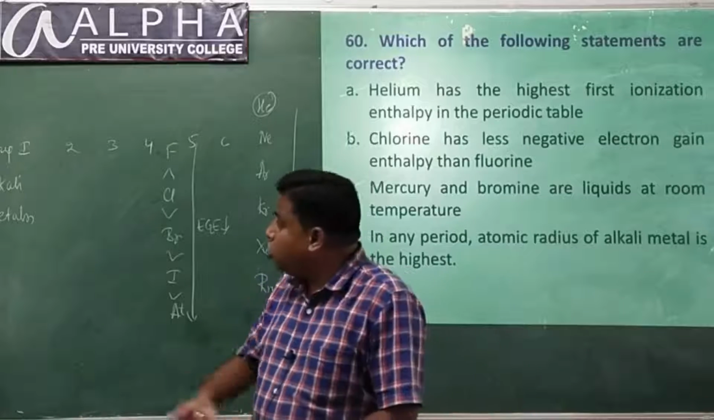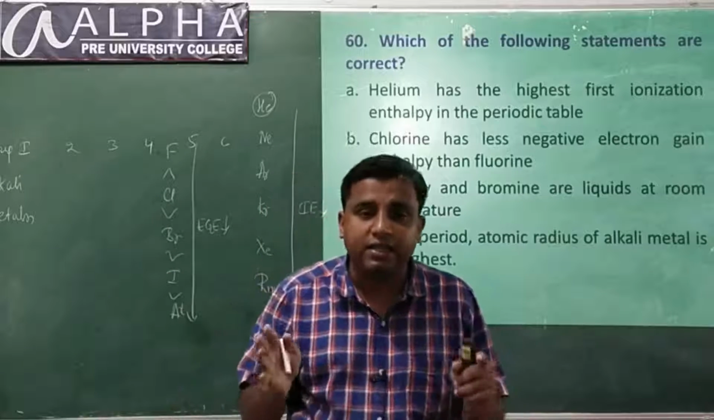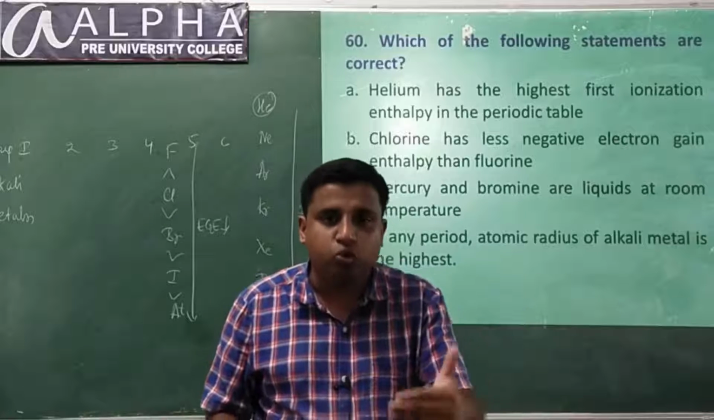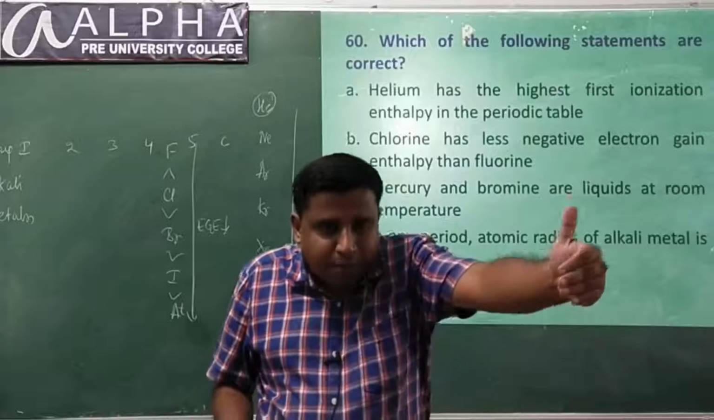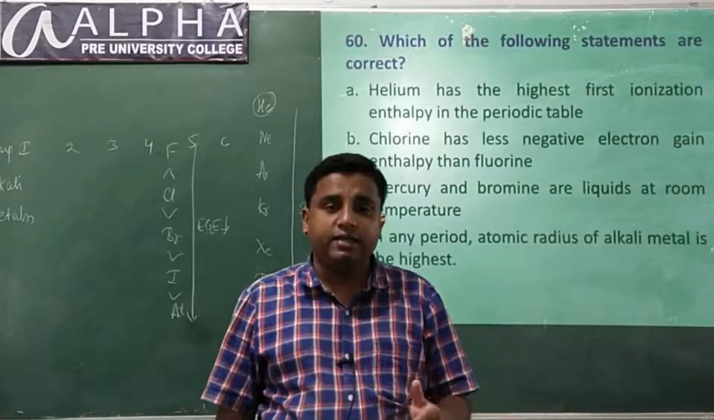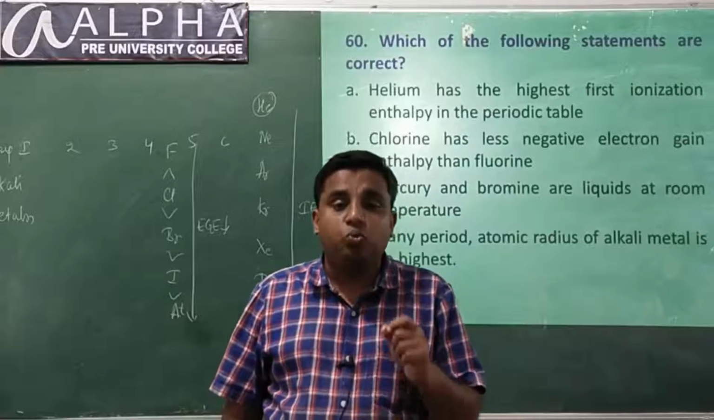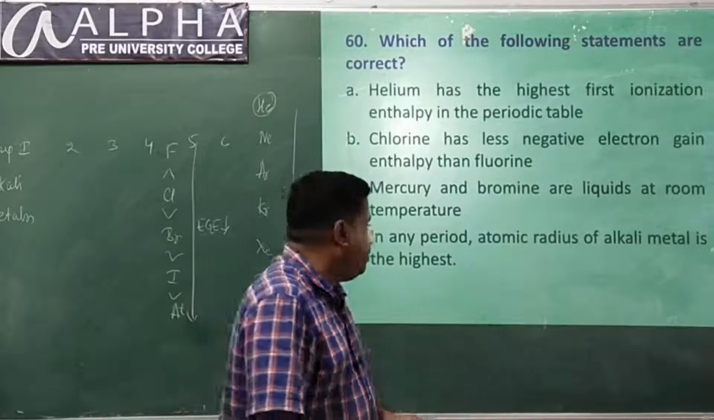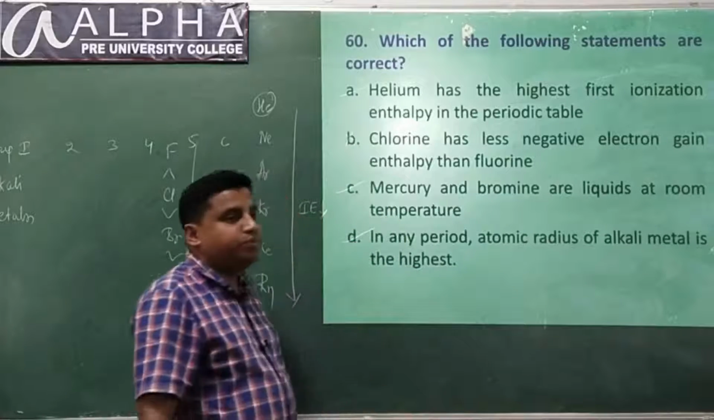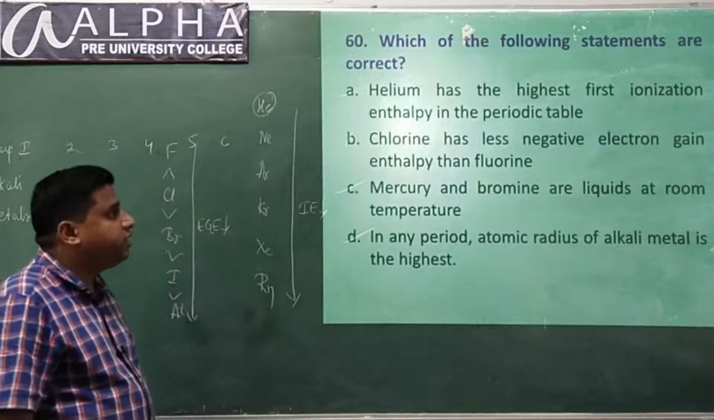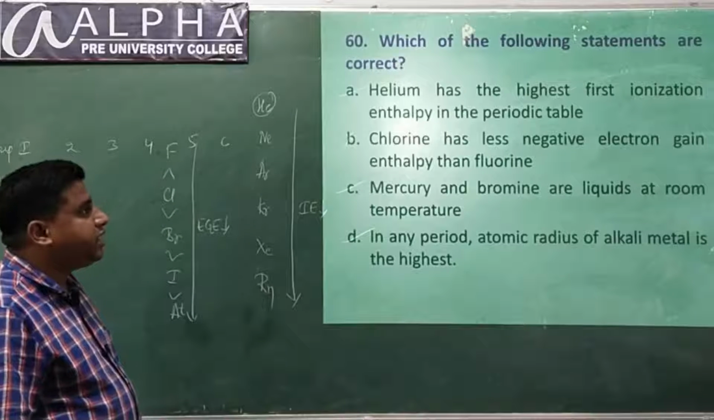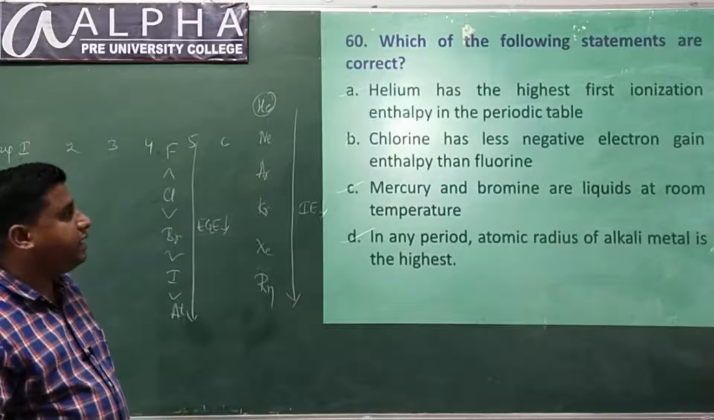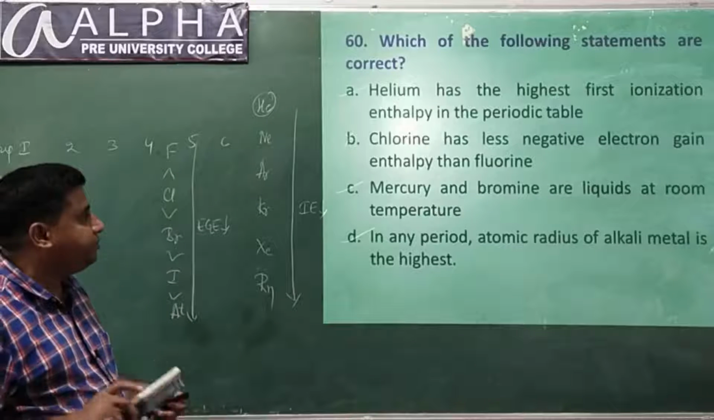That means group 1 elements have the highest atomic radii, because from group 1 to group 2 it decreases, group 2 to group 3 decreases. So along the period atomic radii decrease. Therefore group 1, that is alkali metals, have the highest atomic radius. Therefore option D is also correct. So the correct statements are A, C and D. Any doubts?